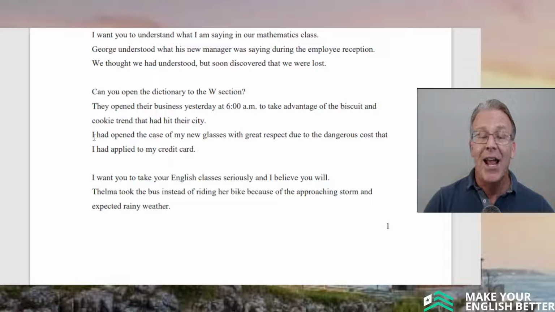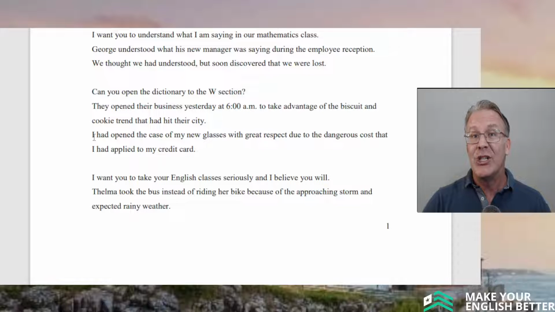I had opened the case of my new glasses with great respect due to the dangerous cost that I had applied to my credit card. So, a dangerous cost meaning I spent a lot of money, okay? Now, my glasses are not so expensive. You would be absolutely shocked if I told you how cheap my glasses actually were, okay?